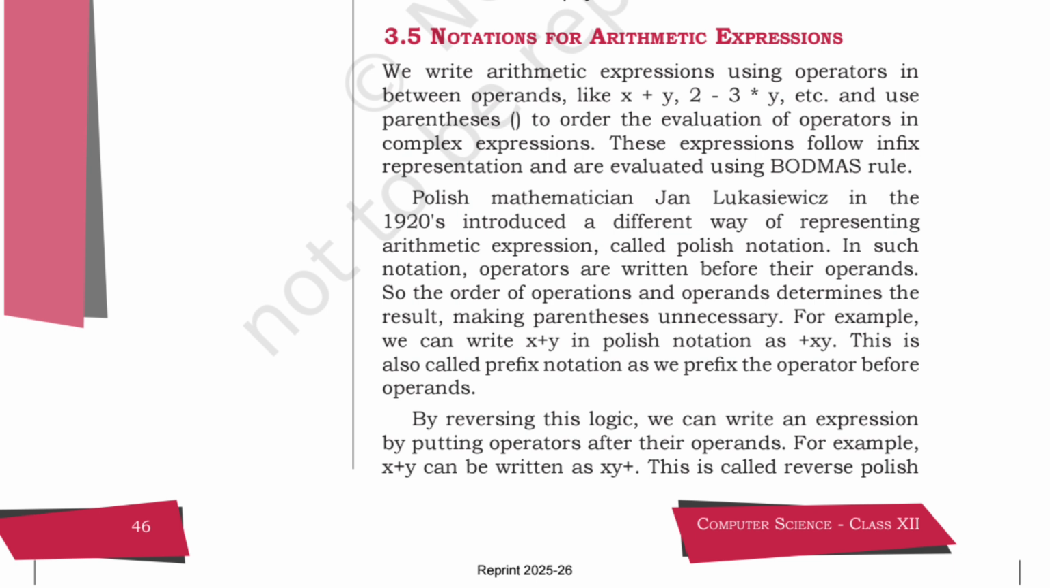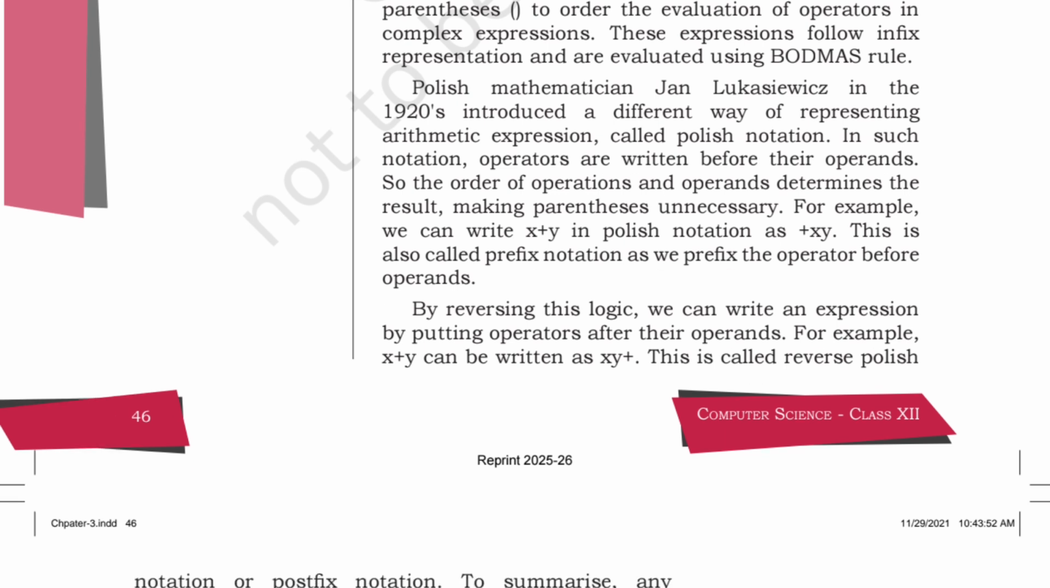For example, we can write x plus y in Polish notation as plus xy. This is the Polish notation. It is called prefix notation, as we prefix the operator before the operand. Operator before operand, that is Polish notation. Look at this one: this is x plus y and this is plus xy. Understood?